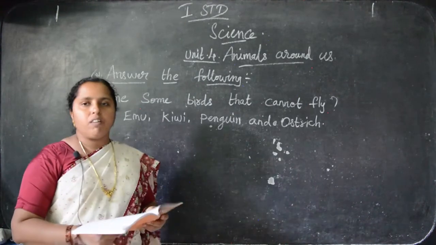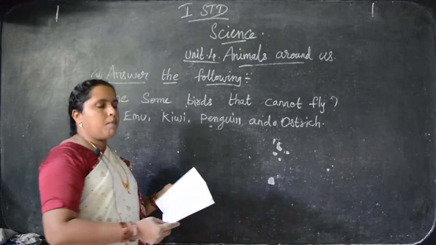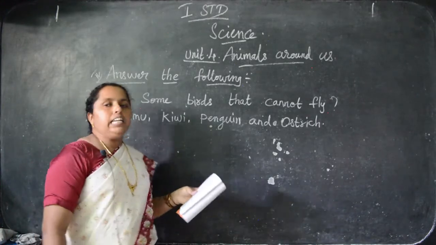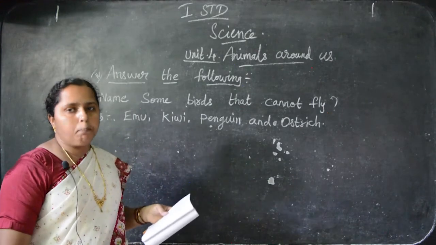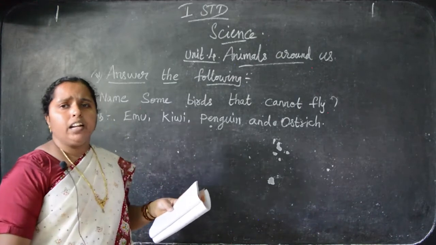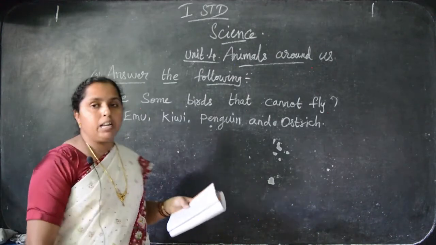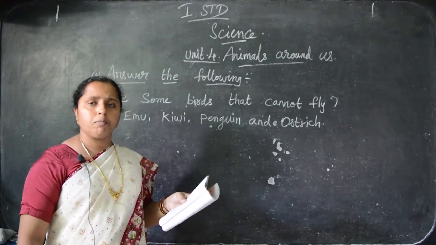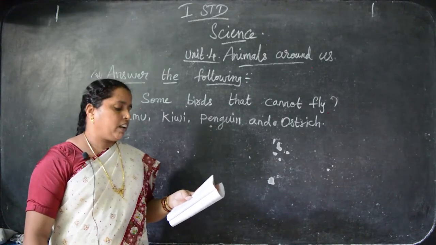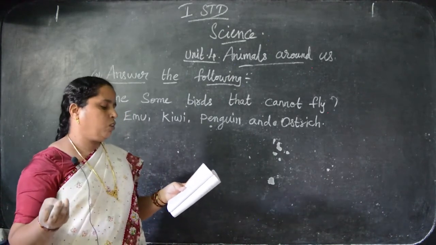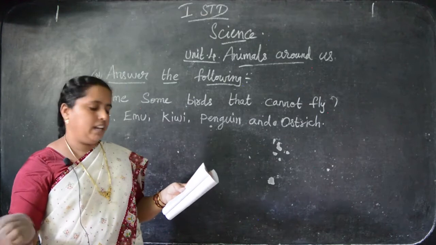So, what is the first question? How do the birds eat? For that, what answer you have to write? The birds eat with the help of the beak. Okay, this is the first one. Then second one. Name some birds. You have to write the names of birds. So, what you have to write, children, in the book? In the note, what you have written? See, peacock, eagle, crow, and myna.